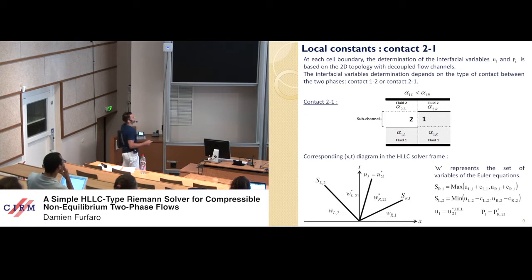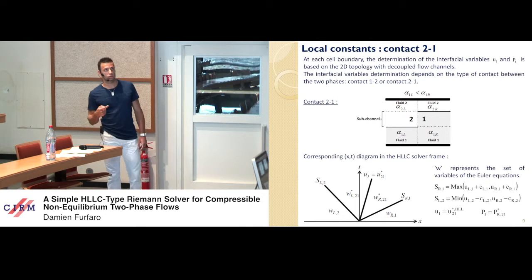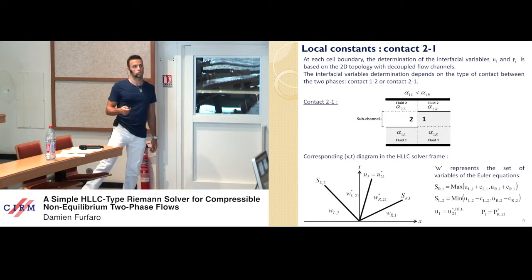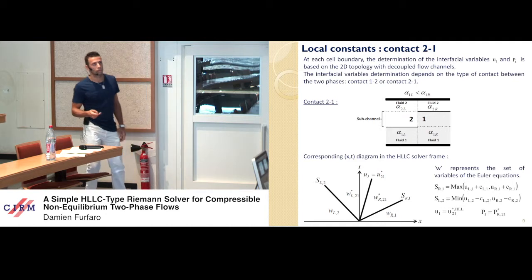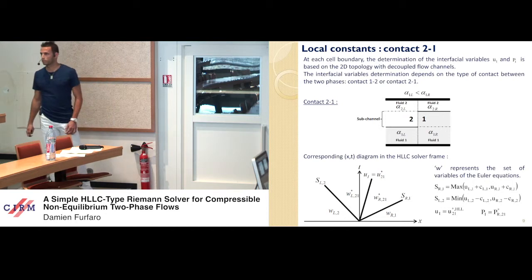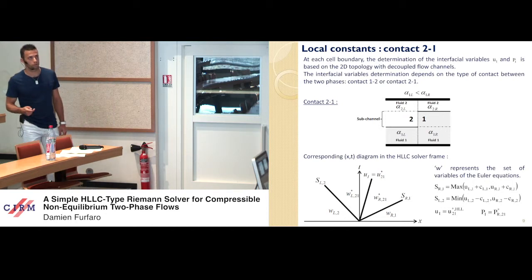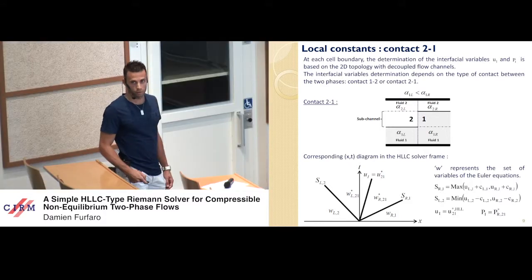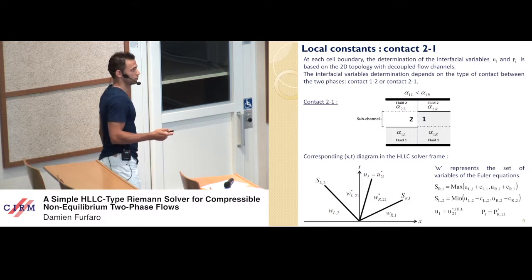At each cell boundary, the determination of the interfacial variables UI and PI is based on the 2D topology with decoupled flow channels previously presented. The interfacial variables' determination depends on the type of contact between the two phases, contact 1-2 or contact 2-1. The subscripts L and R are relative respectively to the left and right states. For each contact, the Riemann problem of the Euler equations with two different fluids has to be solved.